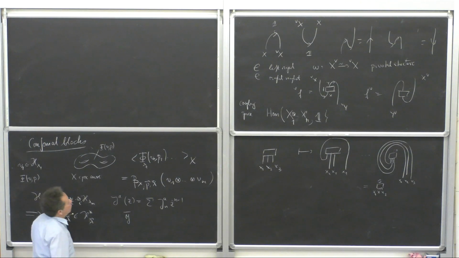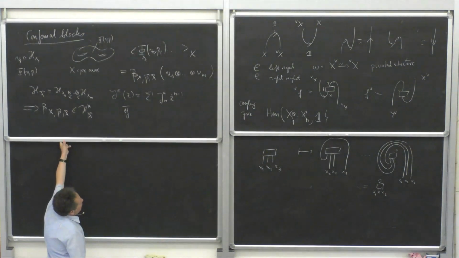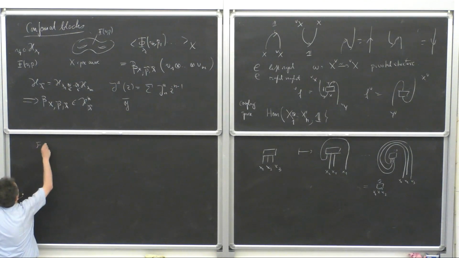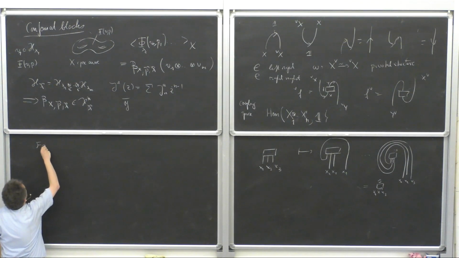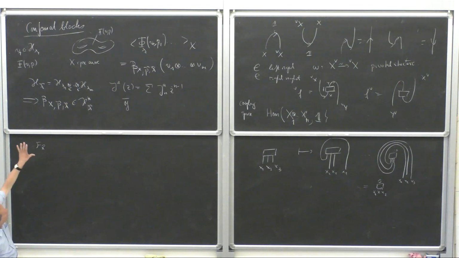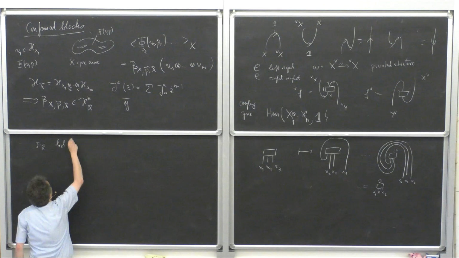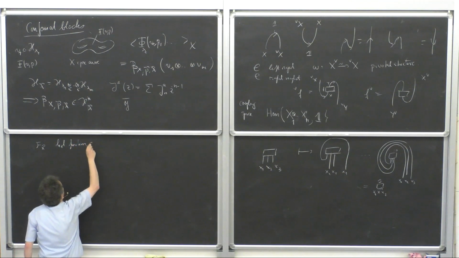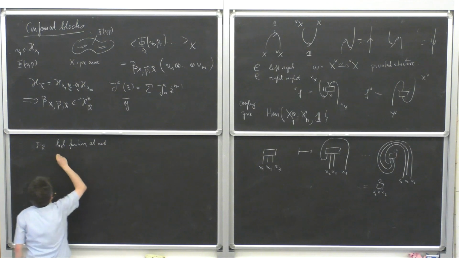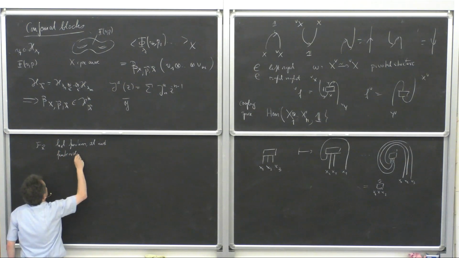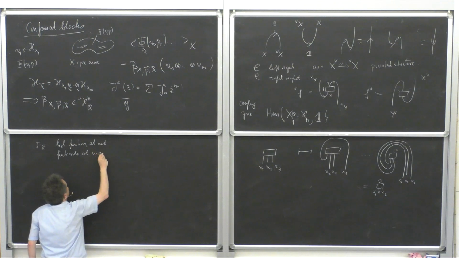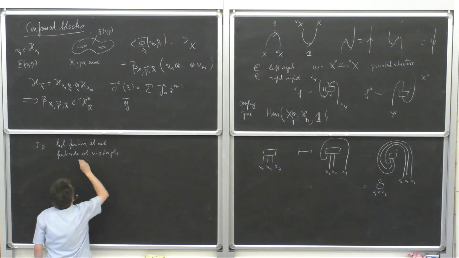What do we take as a global version? Well, we take f of our curve x, which are holomorphic functions. Now we are using the holomorphic structure, right? Holomorphic functions on x, which have at most finite order poles at the insertion points. Yeah. So holomorphic functions with at most finite order poles at insertion points.